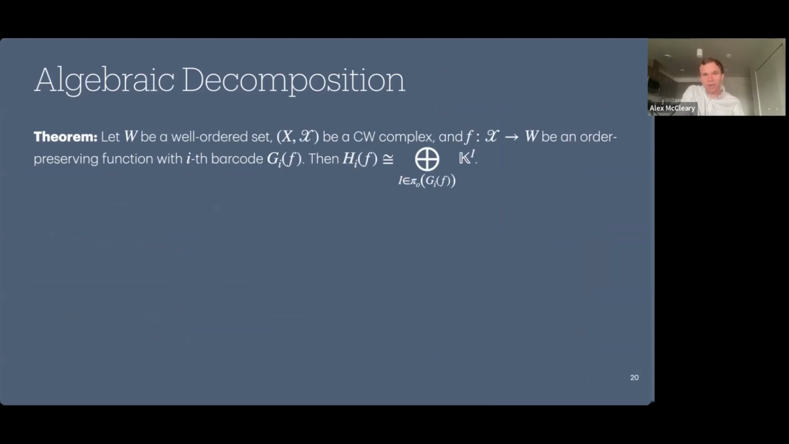So this is the algebraic decomposition theorem. It says that if we have this function f right here, and we're looking at the sublevel set filtration of it, its ith persistence module, so just applying the i-dimensional homology to the sublevel set filtration, is isomorphic to this. Here pi 0 is the connected components of the graph, for each connected component. So the graph is really the barcode.